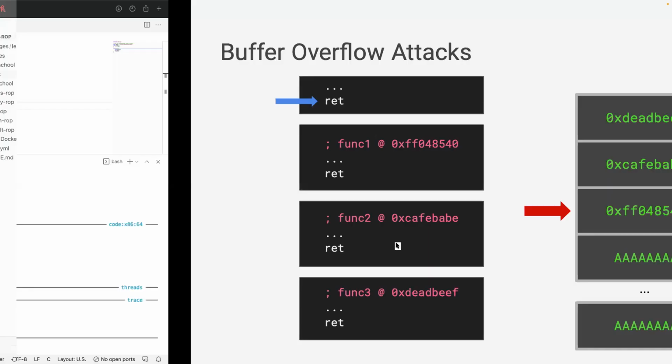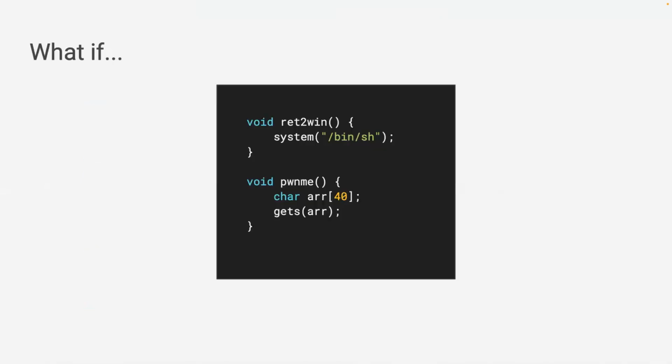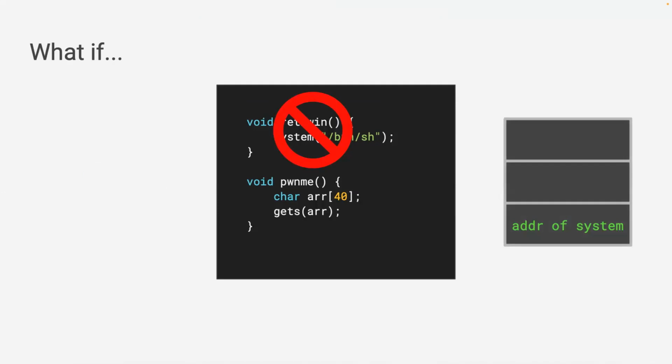Okay, so we continue after this. As Daniel said just now, what if we don't have such a good function here? Then for CTF challenges, we want to spawn a shell. So we need to call system bin sh. We know how to call system. We just overflow and then put the address of system. But what about the arguments? We need to pass in the string /bin/sh. So where do we put it?